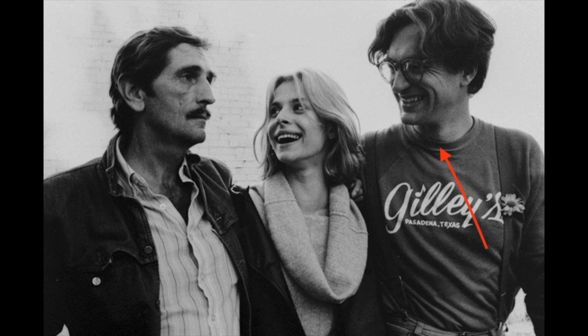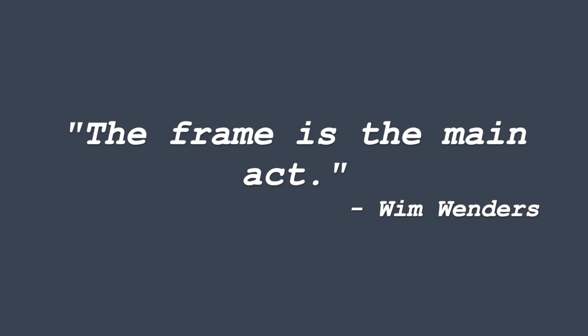Paris, Texas was directed in 1984 by Wim Wenders, a German filmmaker. Wenders drew his filmmaking inspiration from paintings after growing up in post-World War II Germany, and started his films by thinking of the frame first. He said that the frame is the main act. This gives a bit of insight into his filmmaking style and also provides an explanation for the uniqueness of the mise-en-scène in his films.